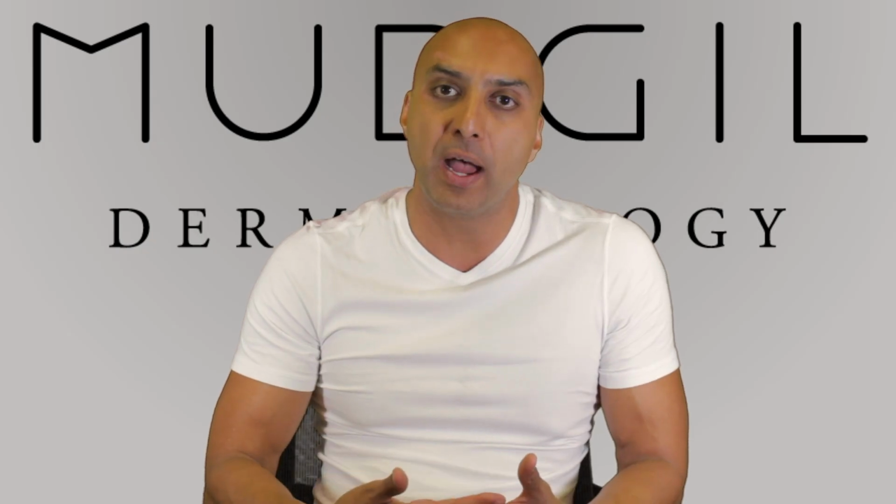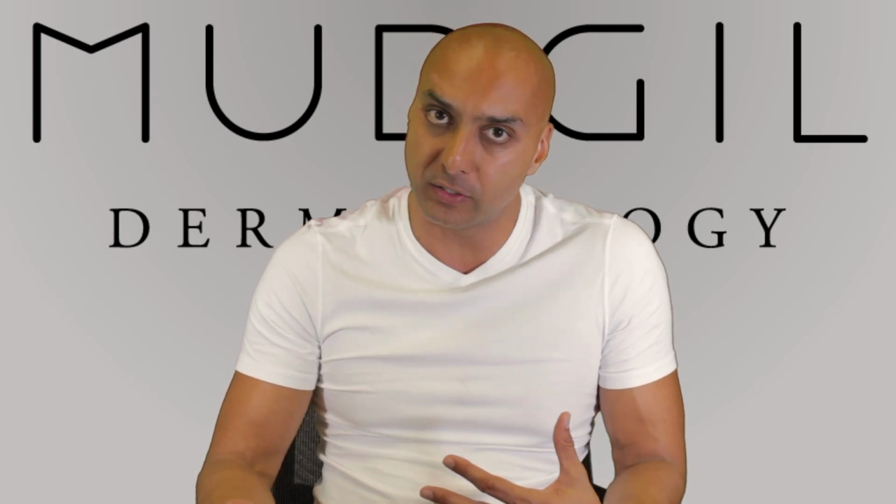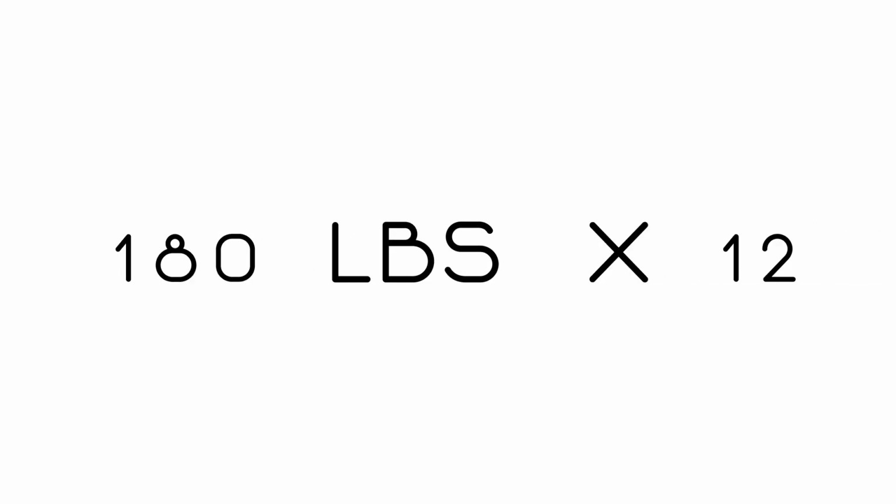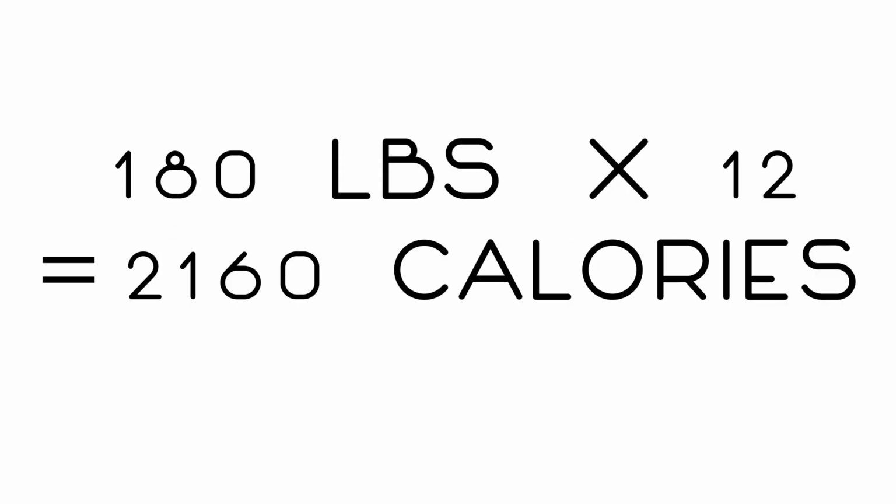The way you figure out what your exact calories are, you take your target weight and you multiply that by 12 calories per pound. So if you're 200 pounds and you want to get down to 180 pounds, you pick your goal weight, which is 180 pounds, and you multiply that by 12. So your total daily calories would be 2,160 calories to lose weight.